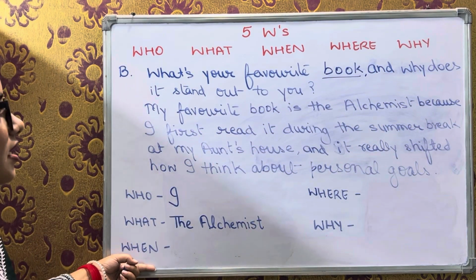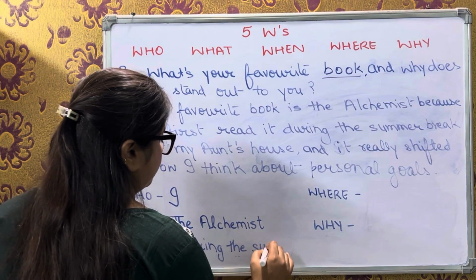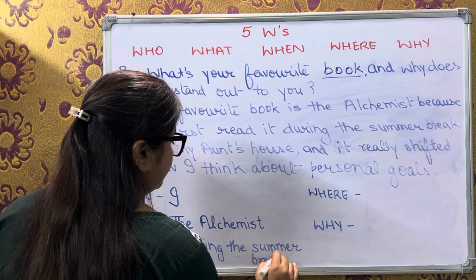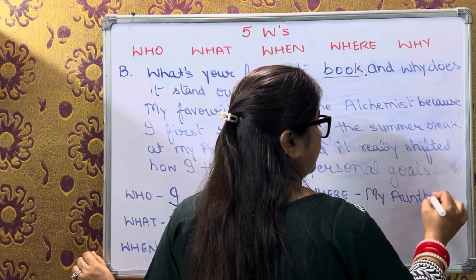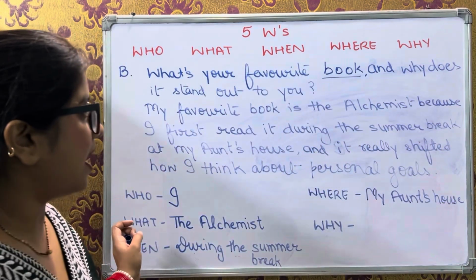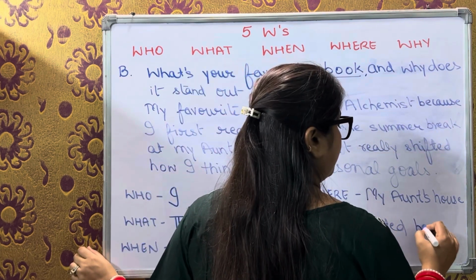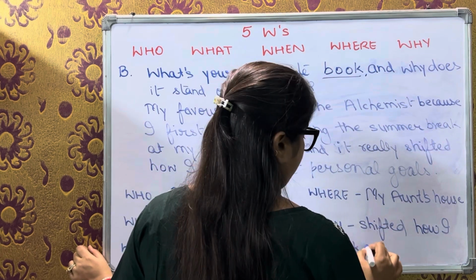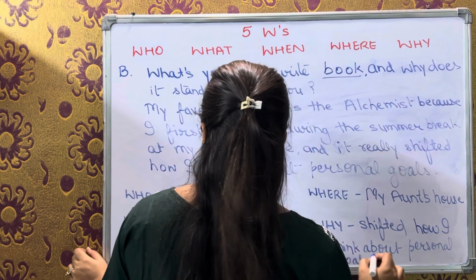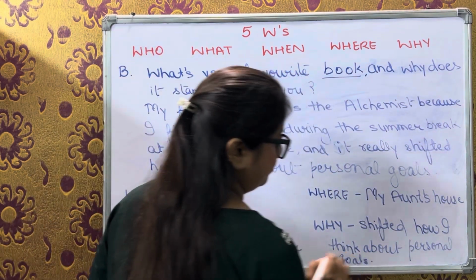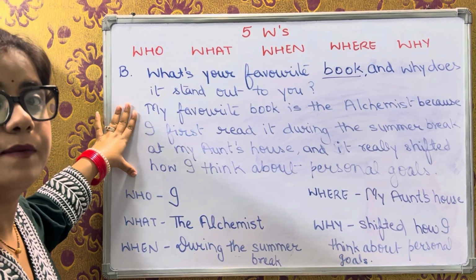What is the answer of when here? It is during the summer break. What is where? My aunt's house. And what is why? Because it really shifted how I think about personal goals. So we have answered all the 5 W's, and this would look like the best or the perfect answer.